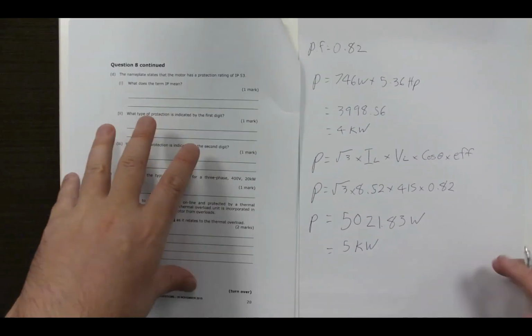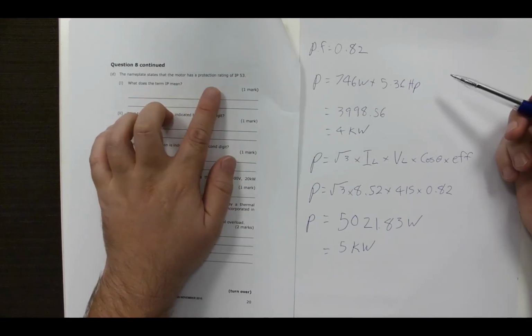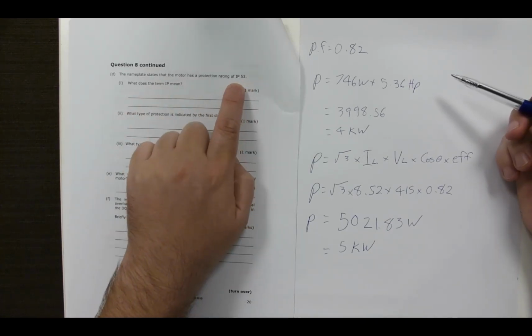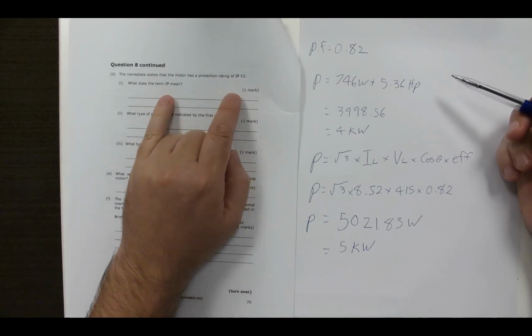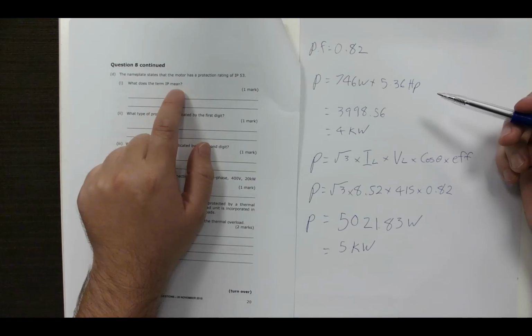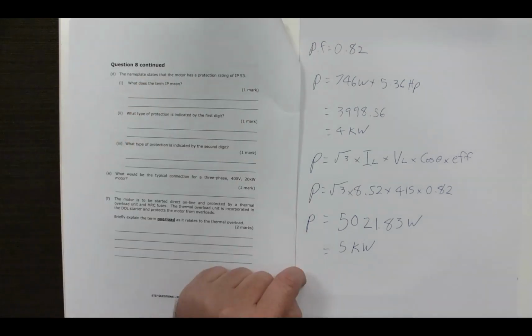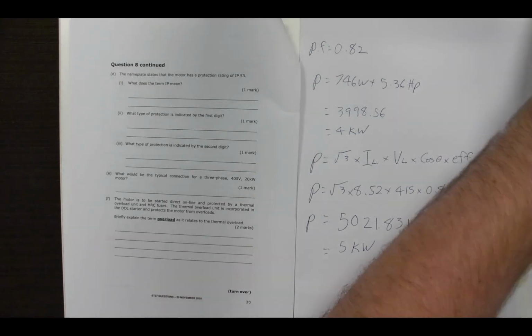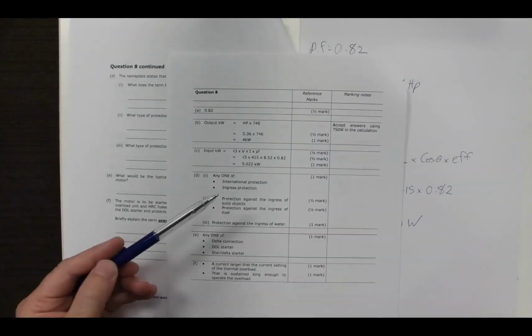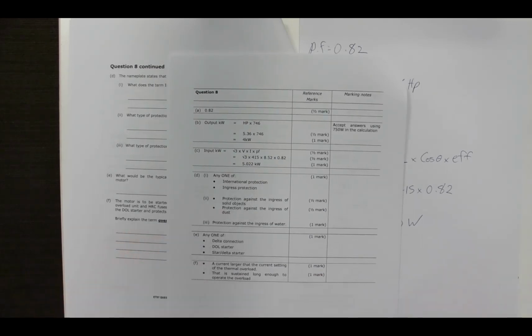Other questions. The nameplate states the motor has a protection rating of IP53. What does the term IP mean? So that either means ingress or international for the I, and P just means protection. So either of those would be accepted, I keep my answer sheet. So international protection or ingress protection.